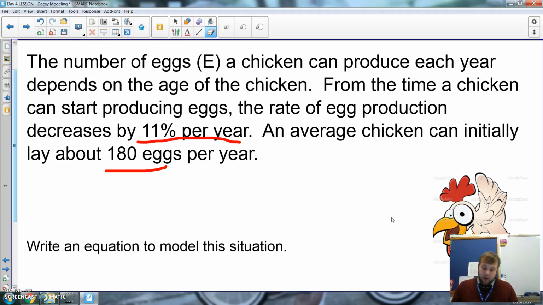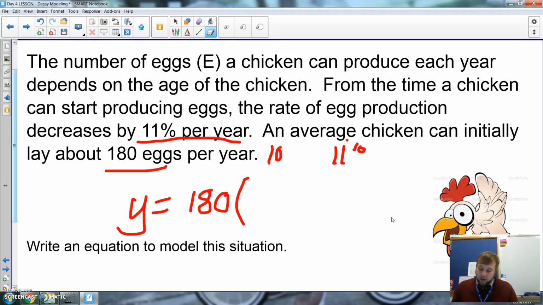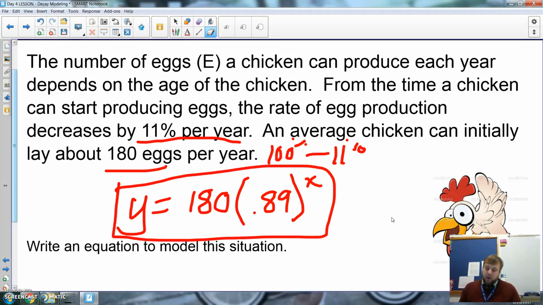So, write an equation. Y equals, where do they start? 180. Now it's 11% decrease. So remember, I start off at 100%. So 100 minus 11 is 0.89. Okay, now I'm going to put X up there. There is my equation, right? 100 minus 11 is 89.